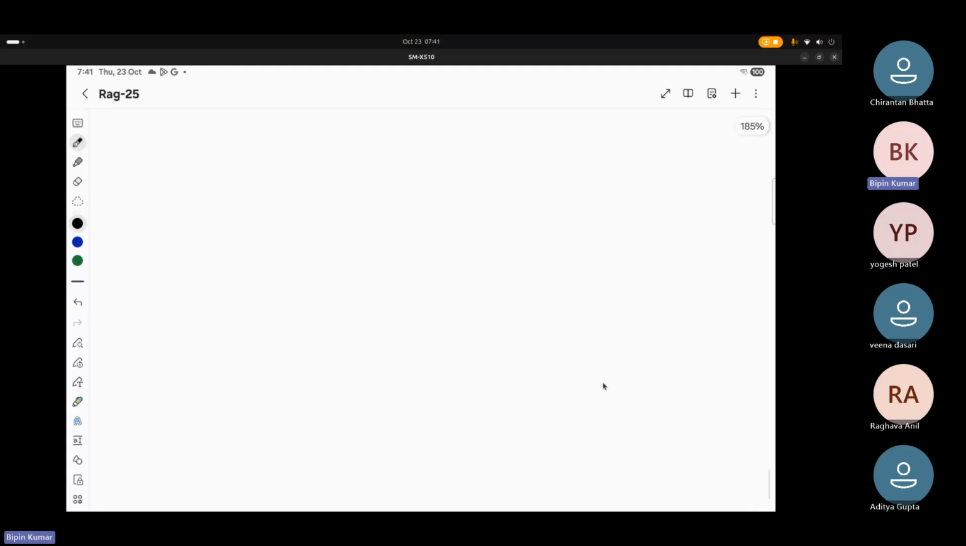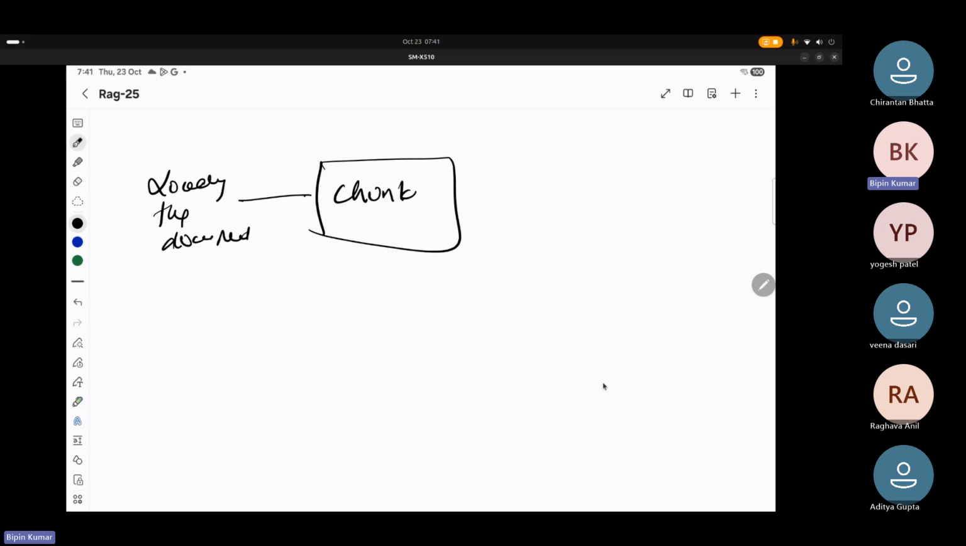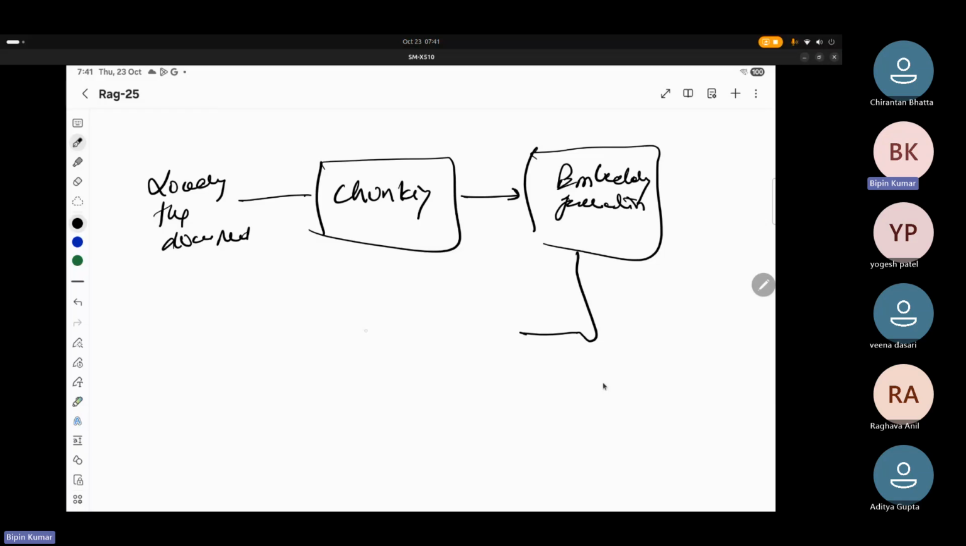So till now we have seen loading the document. Once we load the document, then we do the chunking. Then after chunking, we do the embedding generation. And once this embedding gets generated, we store it in some database. Okay. This is called vector DB, and we store all these numbers in this vector DB.